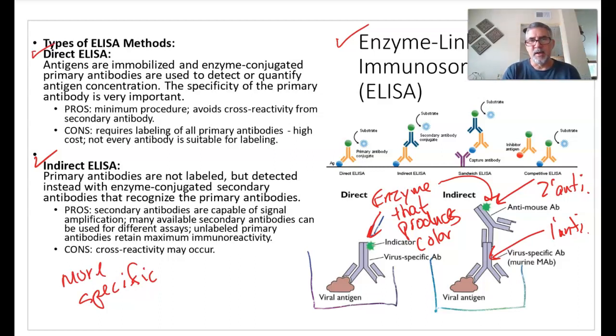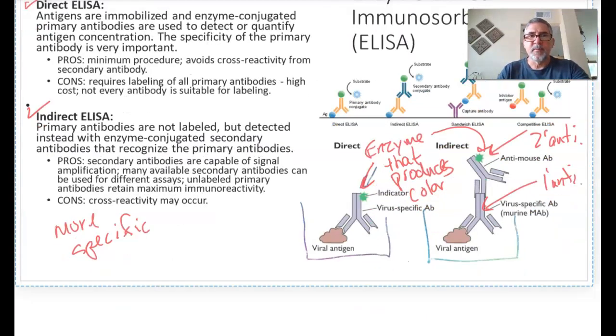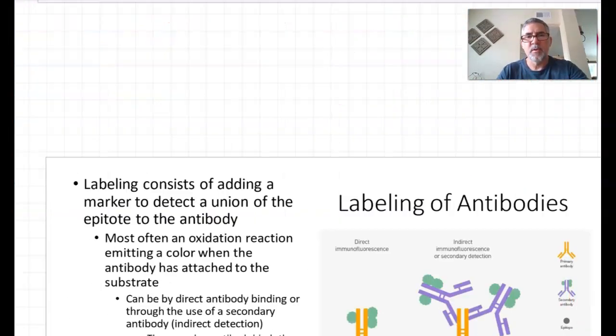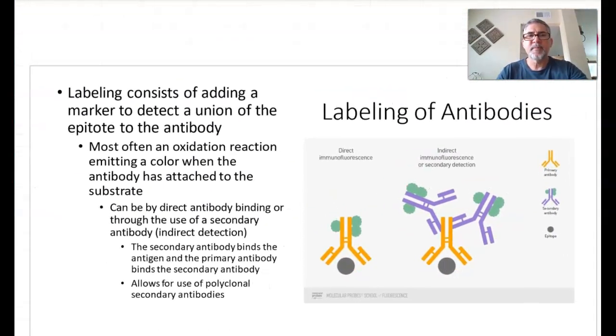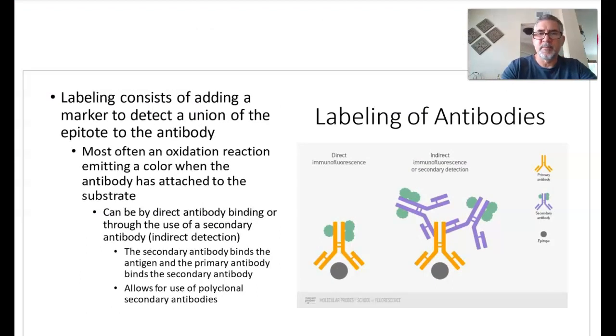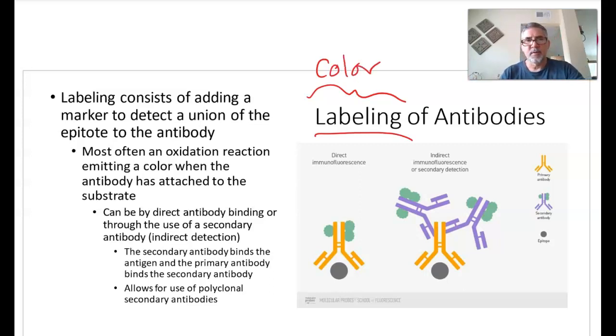It's a little more costly, but the product is much better. So indirect would be used much more than direct. All right, so labeling: this right here is color. It's just an oxidation reaction emitting a color. So that's all we mean by labeling.